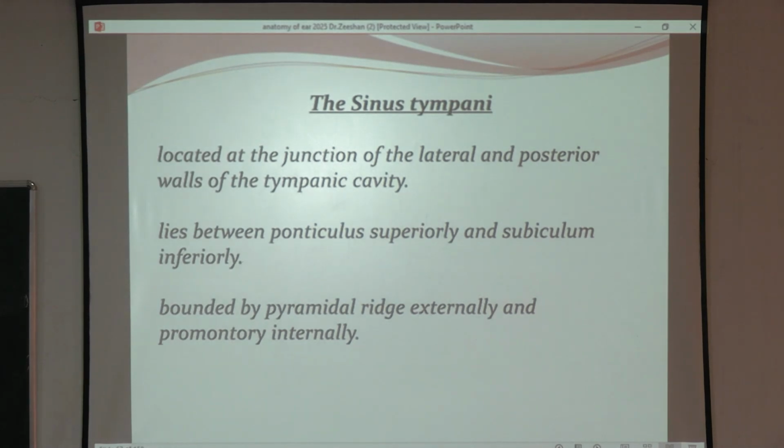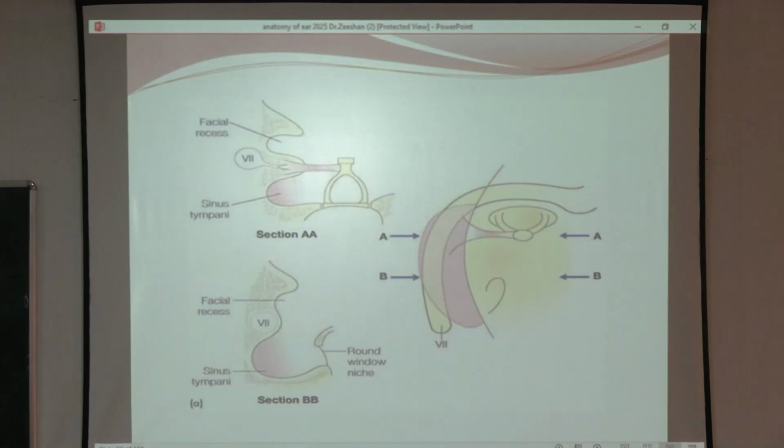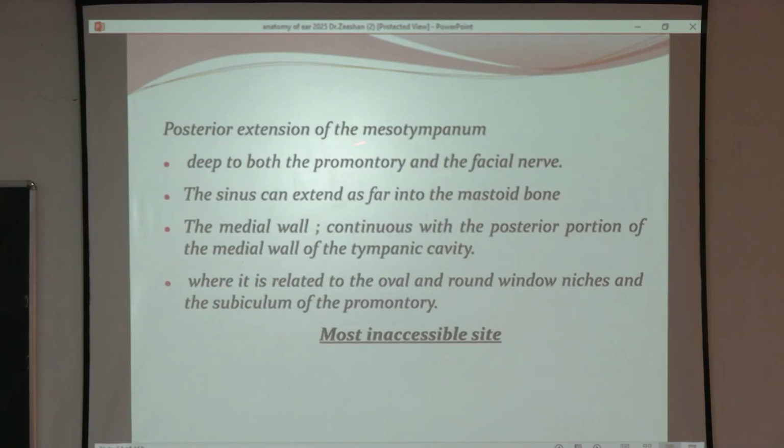Now coming on to sinus tympani, it is located at the junction of the lateral and the posterior walls of the tympanic cavity. It lies between the ponticulus superiorly and subiculum. As I told, bounded by pyramidal ridges externally and promontory internally. What is the significance of sinus tympani? Residual disease. And of the facial recess, middle ear entry without disturbing the tympanic membrane. These two things are very important in the posterior wall. So, posterior extension of the mesotympanum.